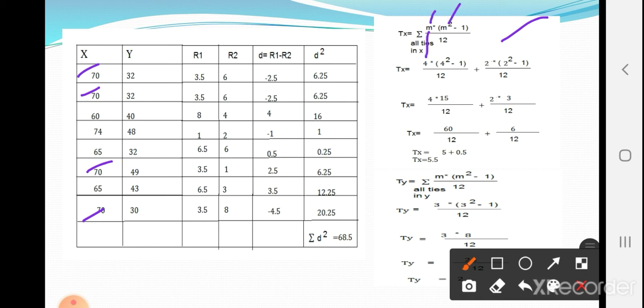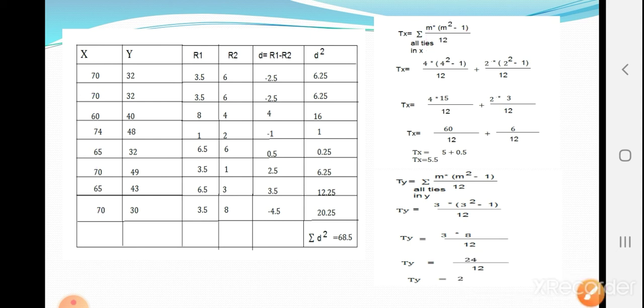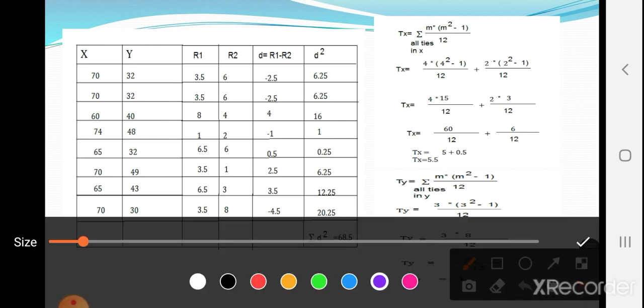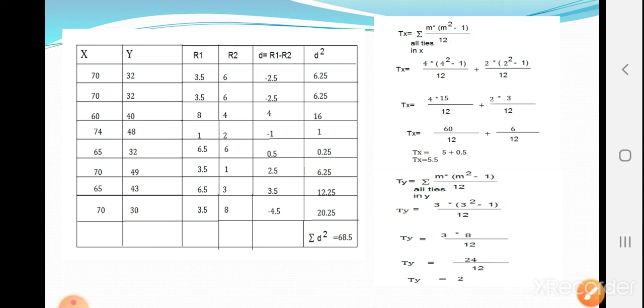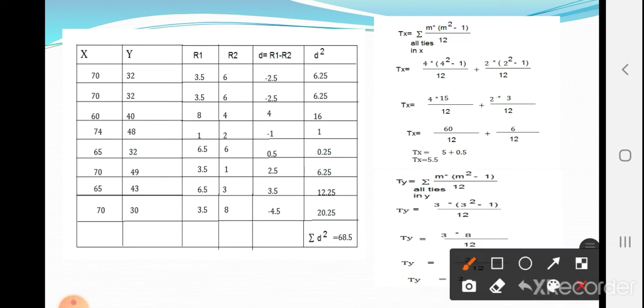So 4 into 4 square minus 1 divided by 12, plus the next value is 65. 65 is repeated 2 times. So now plus, write down m as 2. So 2 square minus 1 divided by 12. Now plus. So which value is repeated in x variable again? There is no value repeated again. So plus 0.